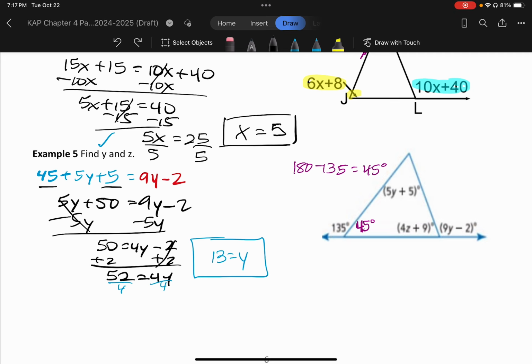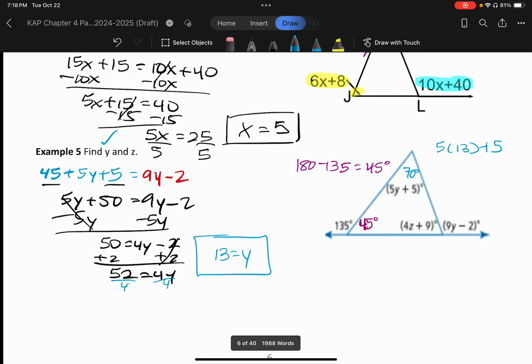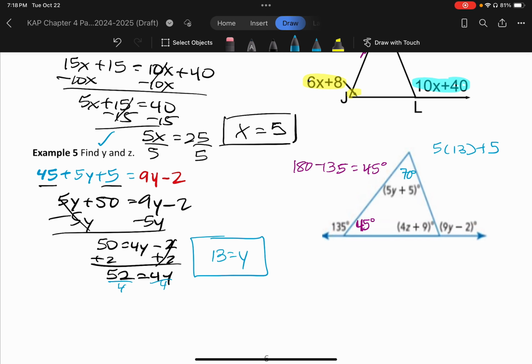If we found out that y is 13, we'll just do this mental math really quickly. 5 times 13 plus 5, 5 times 13 is 65 plus 5 is 70. So this angle here at the top is 70 degrees. So if I want to find out what 4z plus 9 is, I know that these three angles inside the triangle have to add up to 180. So 45 plus 70 plus that angle 4z plus 9 has to equal 180 degrees because, like we said yesterday, the three angles inside of a triangle add to 180. So it's just another way of solving this.